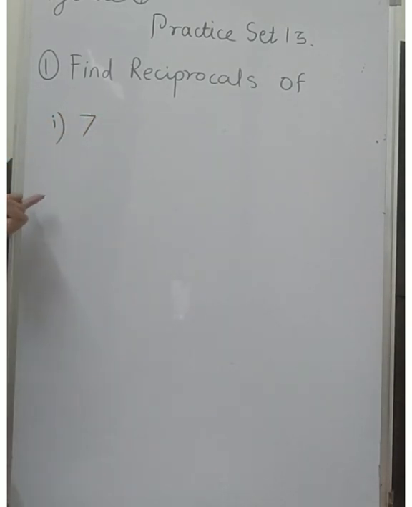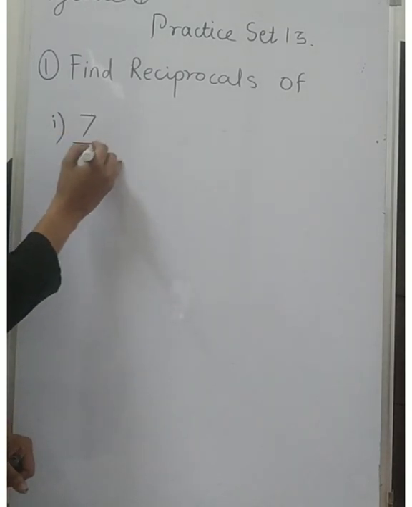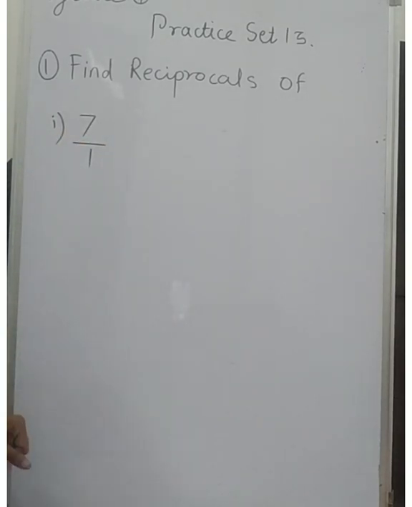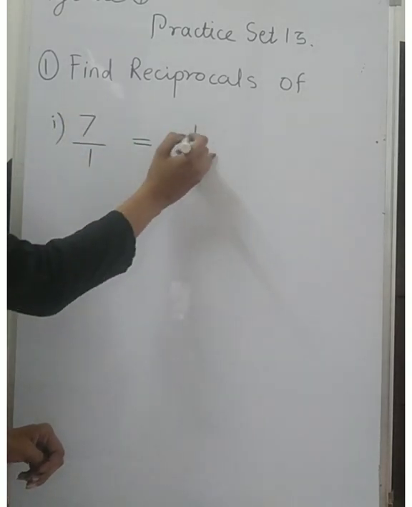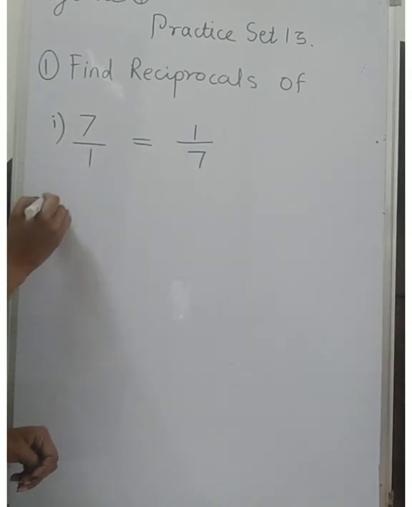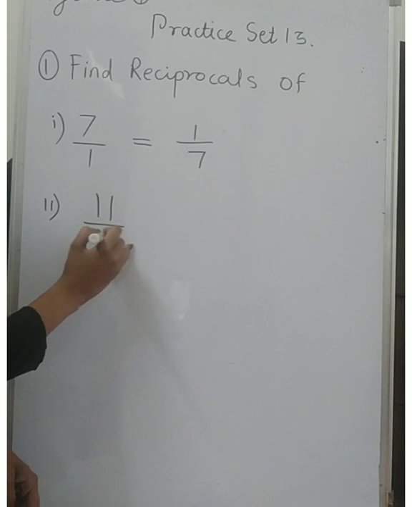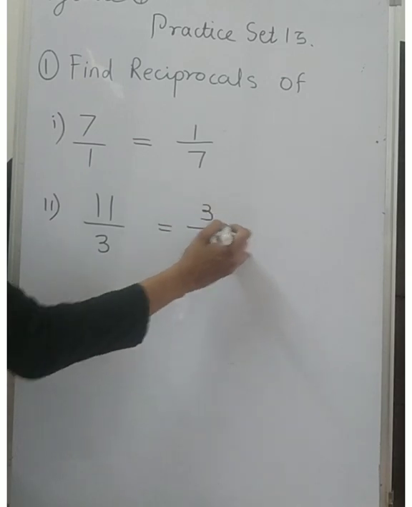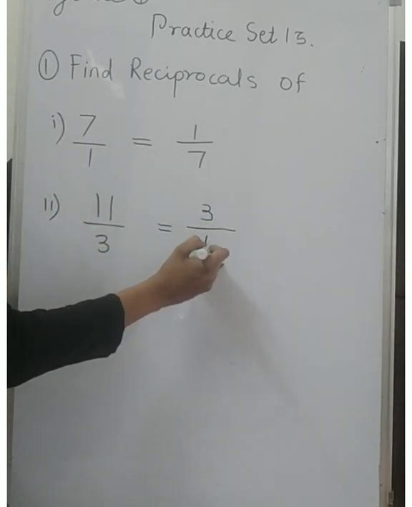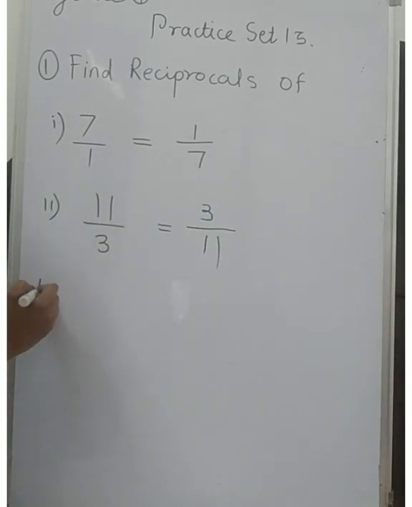Now when we just write 7, we also know this denominator is 1. Its denominator is 1. So what will be the reciprocal of this number? It will be 1 upon 7. Second number is 11 upon 3. What will be its reciprocal? Its denominator will be written as numerator and its numerator will be written as denominator.